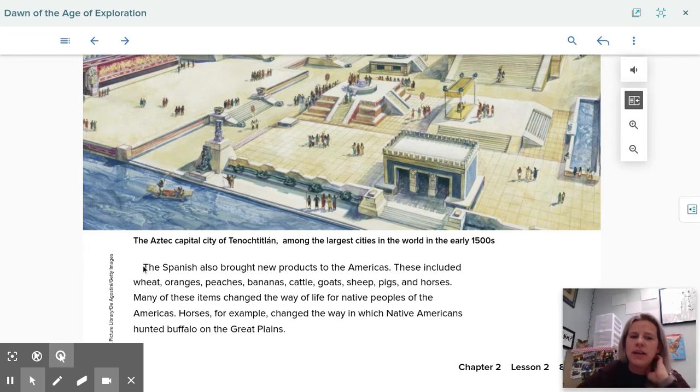Okay, let's go ahead and read here. The Spanish also brought new products to the Americas. These included wheat, oranges, peaches, bananas, cattle, goats, sheep, pigs, and horses. Many of these items changed the way of life for native peoples of the Americas. Horses, for example, changed the way in which Native Americans hunted buffalo on the Great Plains. And we read about that a little bit when we talked about the Native Americans, how the Spanish brought over horses and that helped them with their hunting.